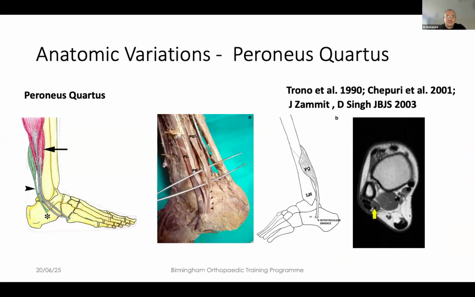As you see, the peroneus quartus commonly comes from the posterior surface of the peroneus longus and the back of the fibula, and it goes either before the superior peroneal retinaculum or up to the peroneal tubercle. There is a lot of variation of the peroneus quartus, but again, it's one of the causes of a tight peroneal compartment and peroneal pathologies, especially tenosynovitis and peroneal dislocations.